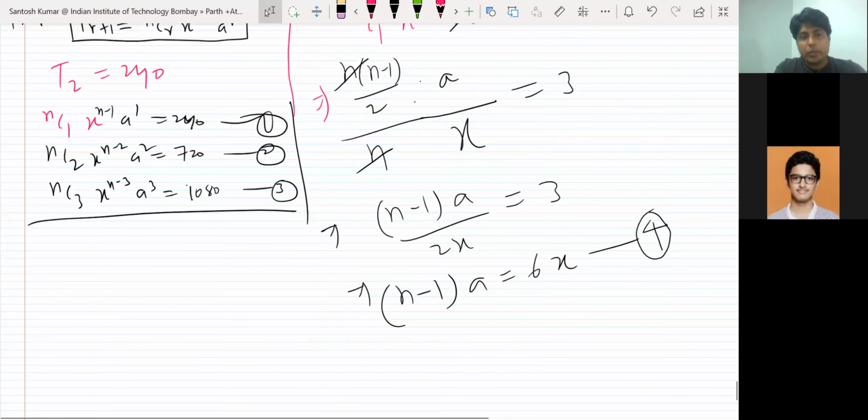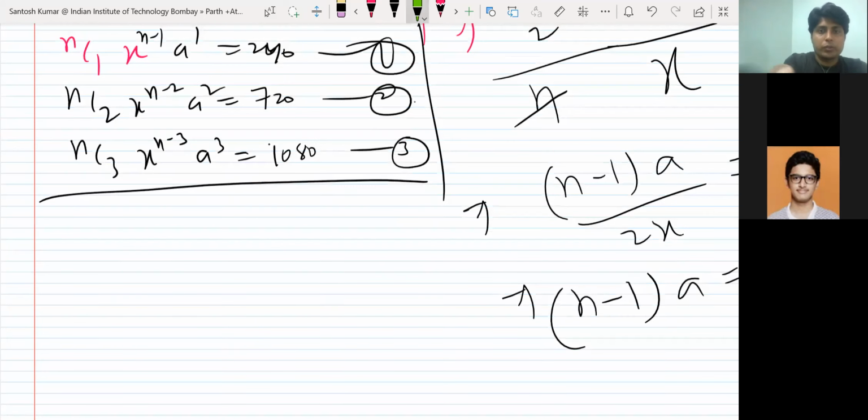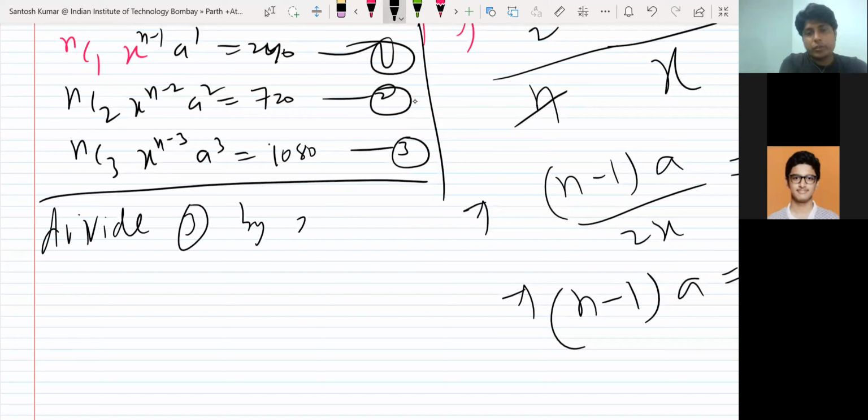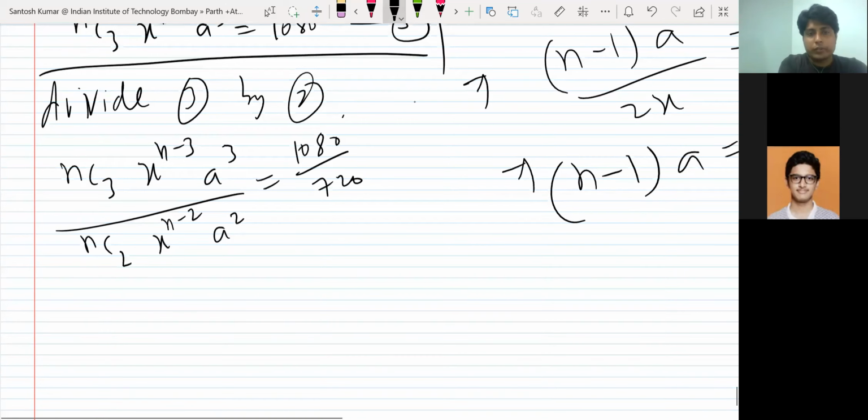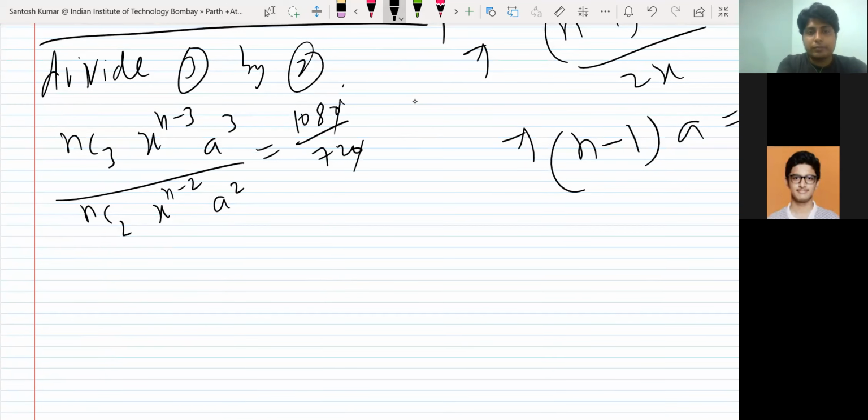Now you divide equation 3 by equation 2, or equation 2 by 3. So divide equation 3 by equation 2. Equation 3 is nC3 x raised to power n minus 3 a cube, upon equation 2, which is nC2 x raised to power n minus 2 a raised to power 2, is equal to 1080 upon 720. Now you simplify this. So the zeros cancel, right? And 12 sixes are 72, 12 nines are 108. So 3 twos and 3 threes, so 3 upon 2 on the right side.